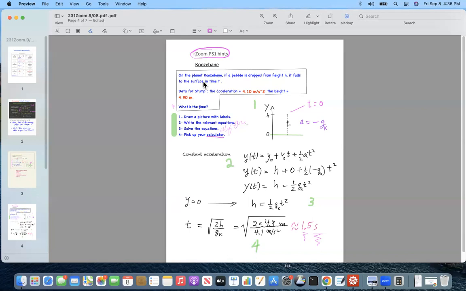And asked for height. So in this version of the problem, it gave you the height and the acceleration, and it asked for the time. But you could have a different version of the problem in which it gives you the time and the acceleration, and asks for the height. Well, you would analyze this problem in the same way as you see here.